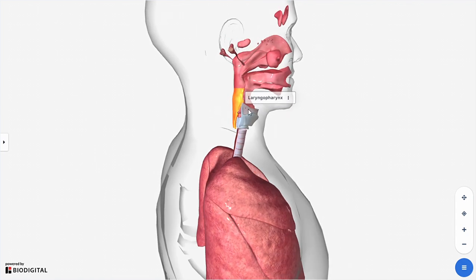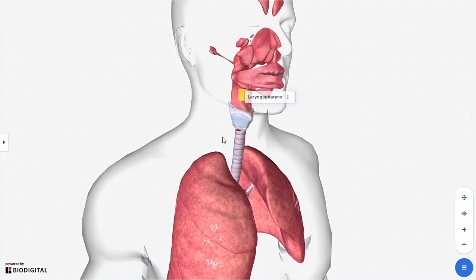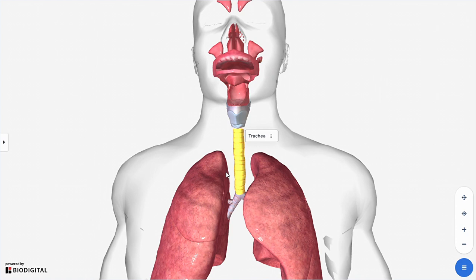And then we have the larynx area, which is made up of the epiglottis, the supraglottis, the vocal cord, the glottis, and the subglottis. The air then moves into the trachea, which is also known as the windpipe, conveying air to and from the lungs. It's a large membranous tube reinforced by rings of cartilage extending from the larynx down to the bronchial tubes.